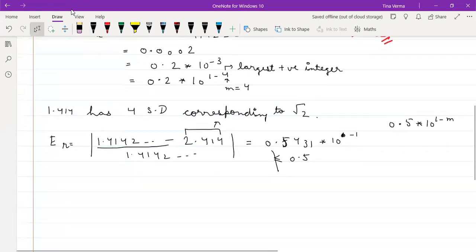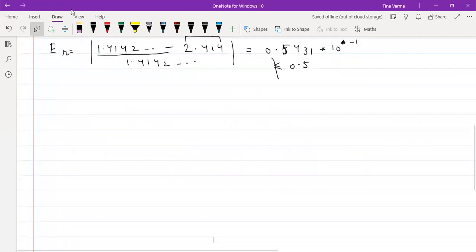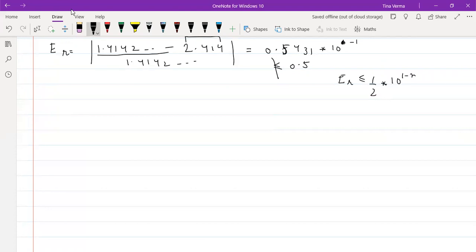So one thing more that can be part of your quiz, I don't know, but you have done that. For ER, for significant digits you also said half into 10 raised to the power 1 minus m, or call it 1 minus n. So when you are talking about significant digits or rounding, it is the same in both, so n means the same.